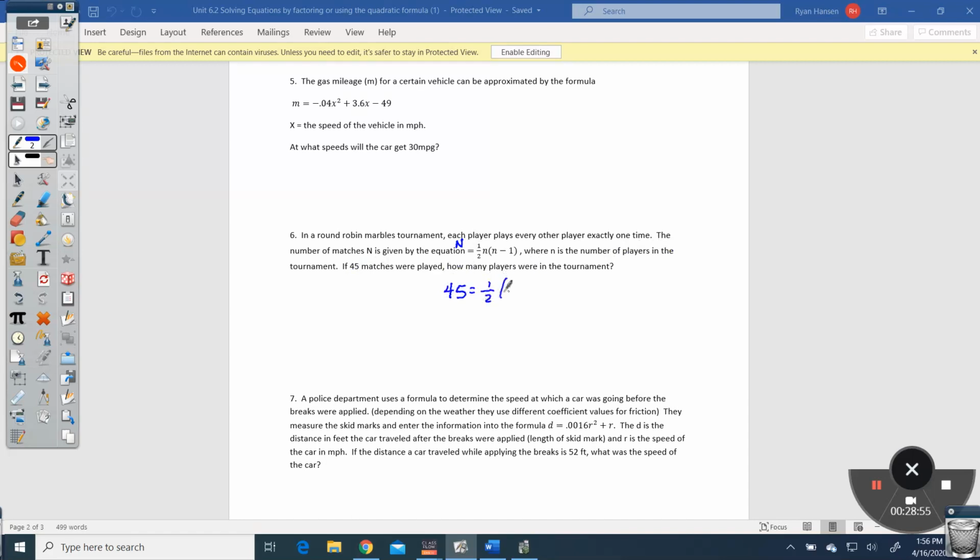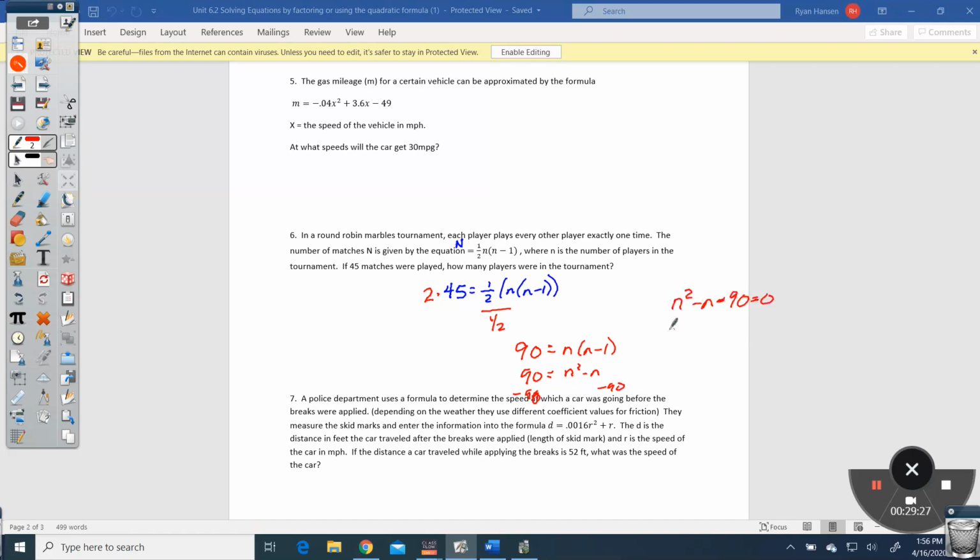So again, I'm going to get rid of that 1/2, so I'm going to divide by 1/2. And remember, dividing by a fraction is the same as multiplying by its reciprocal. So 90 equals n times n minus 1. So I get n squared minus n equals 90. So now I minus the 90 from each side. So I now have n squared minus n minus 90 equals 0.